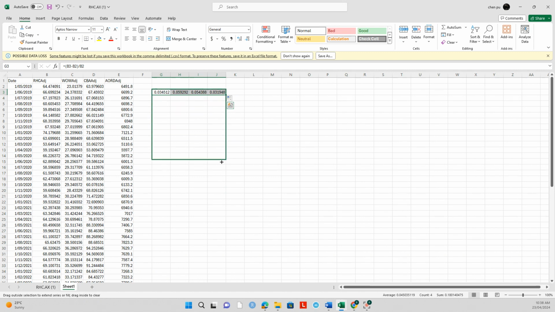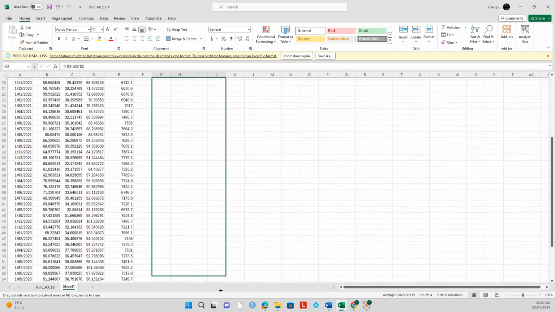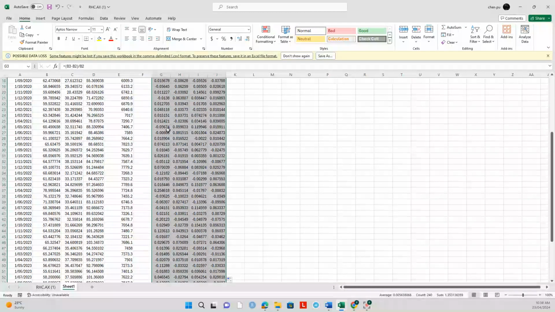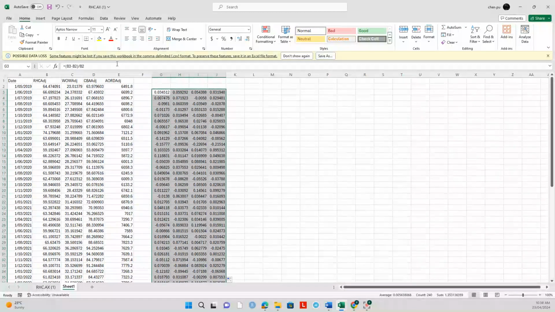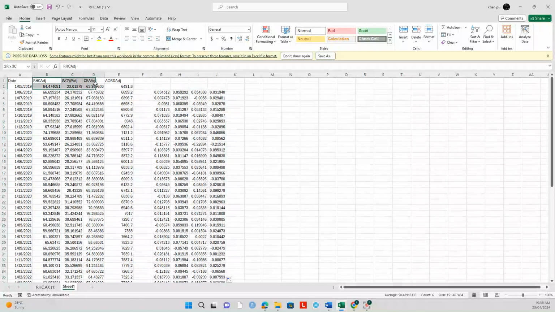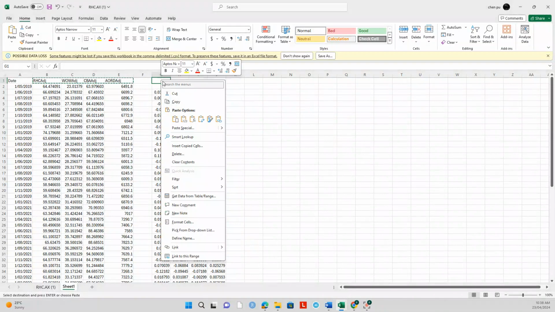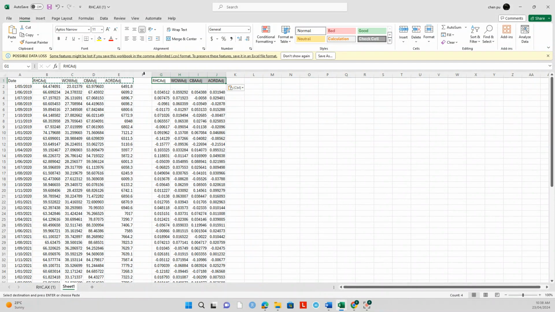So when we drag the formula down, then these are all calculated returns. We need to name these, so we copy this and name them, instead of adjusted, we just use R for return. And this is the calculation of returns.